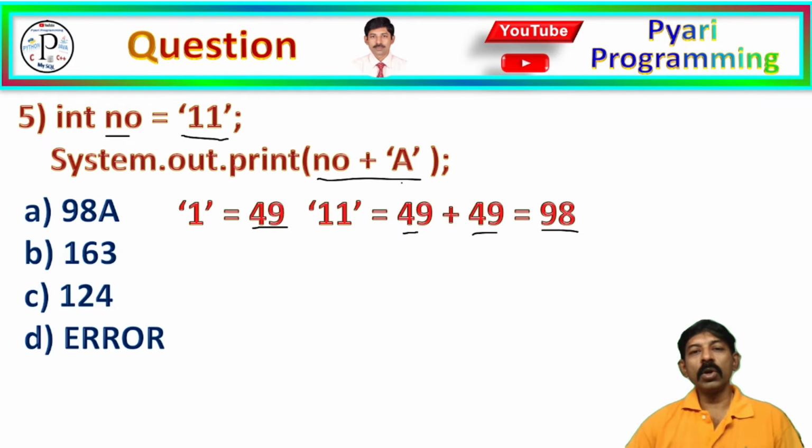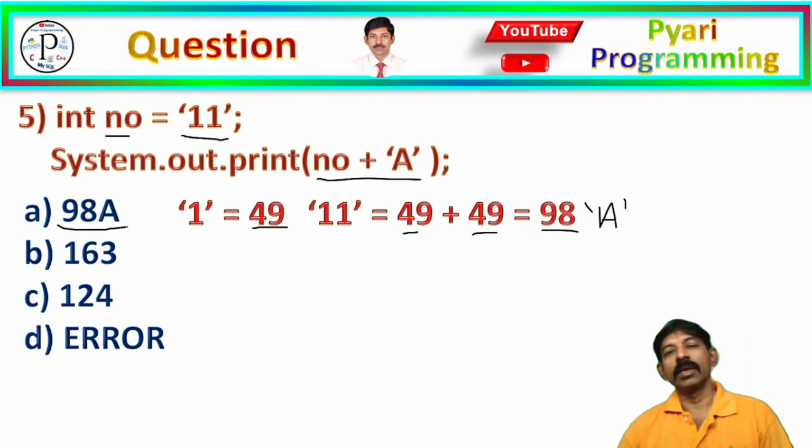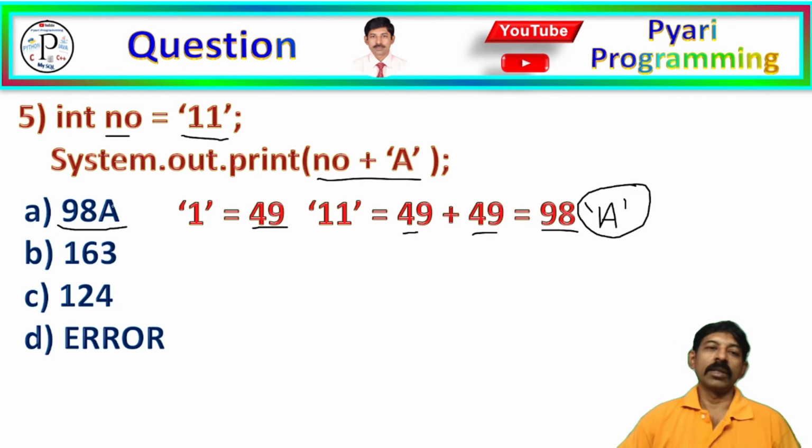Now when it is going to be added with alphabet A, it is going to be concatenated because it is an alphabet character. So that's why we may get the answer called 98A. Here it is given 98A. If you think like this, it is wrong. Because we know that when a number is added with a character, it converts the character to its ASCII value. So that's why this is wrong.